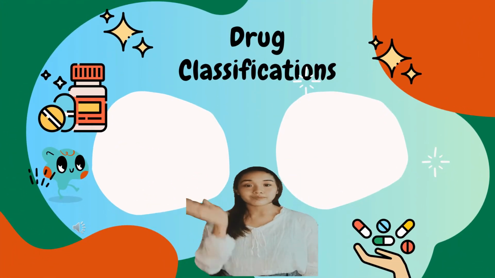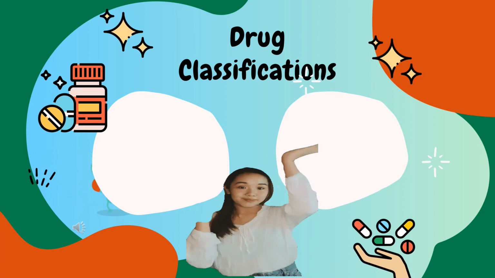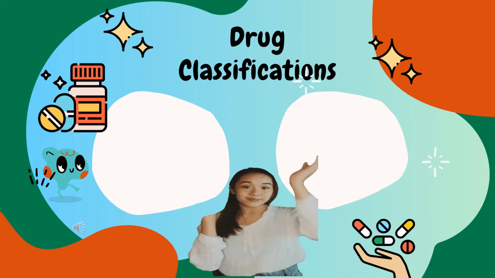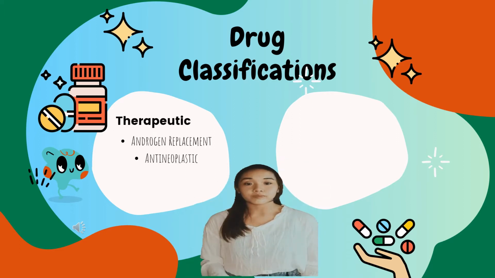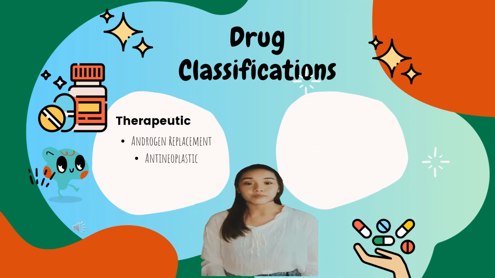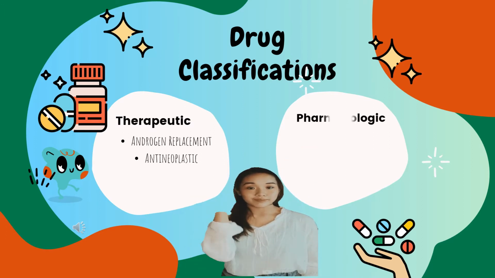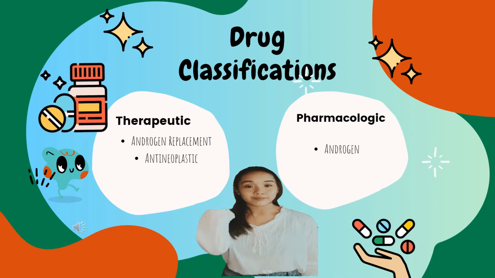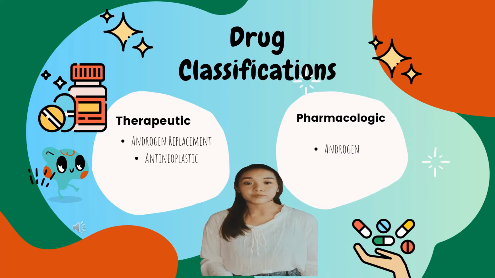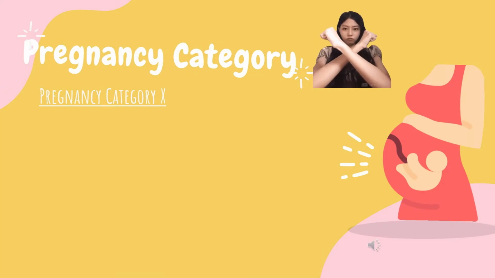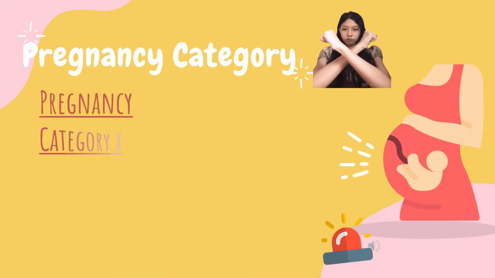Now that you know my drug names, let's learn more about my drug classifications. I am classified into two types. My therapeutic classification is classified as androgen replacement and antineoplastic. Meanwhile, I am classified as an androgen for my pharmacologic classification. That is a good question.